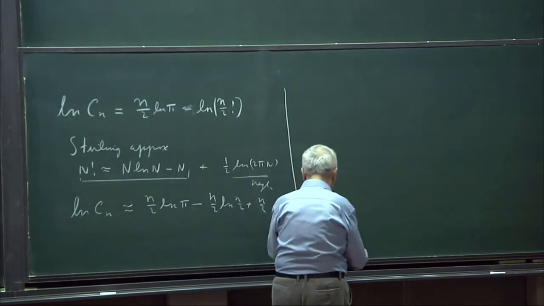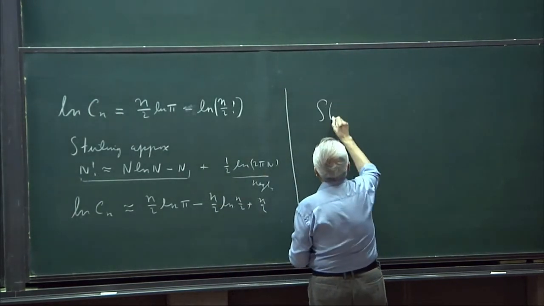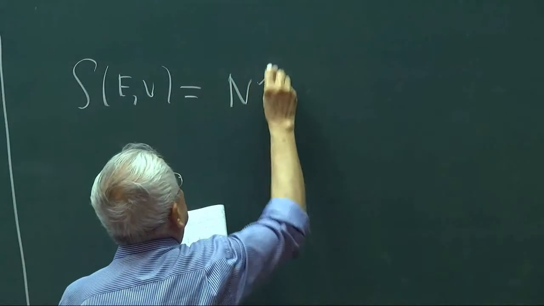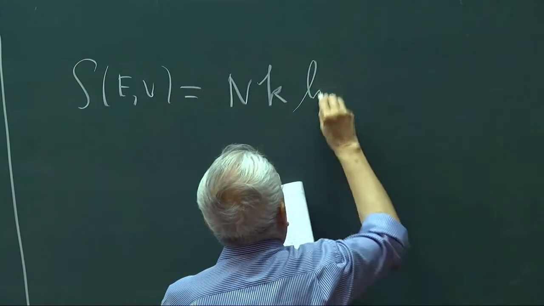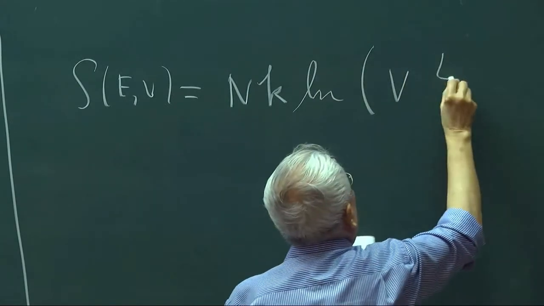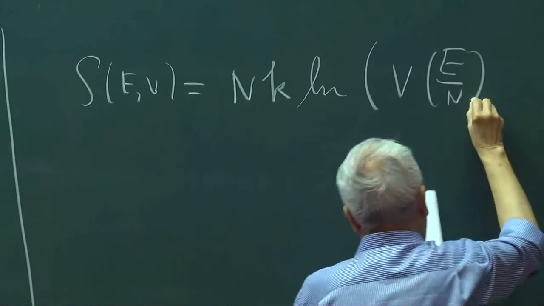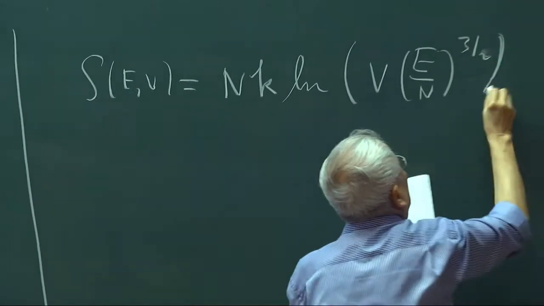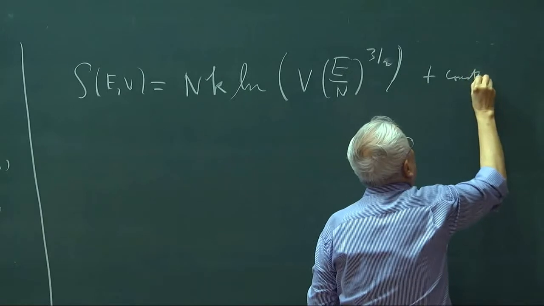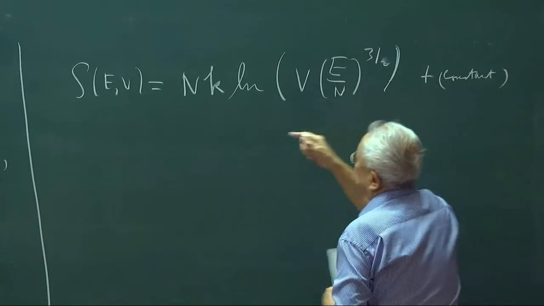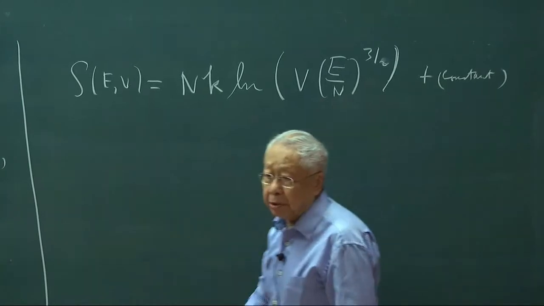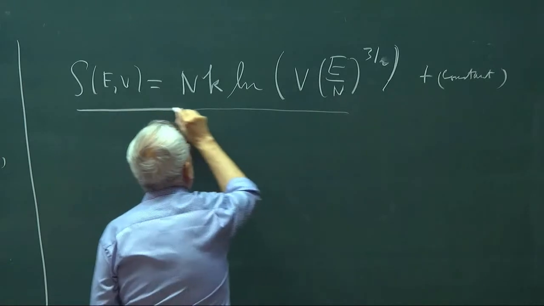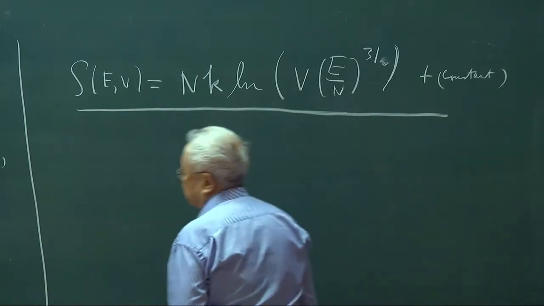And the answer is S of E, V, and N is equal to N times Boltzmann's constant times the logarithm of V times E to the 3/2 power, plus a constant. When you derive all these log pi's, if it's a constant, I'll just throw it into that constant. And this is the essential part. So this is what we get from the classical microcanonical ensemble.